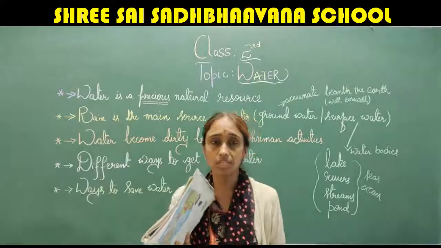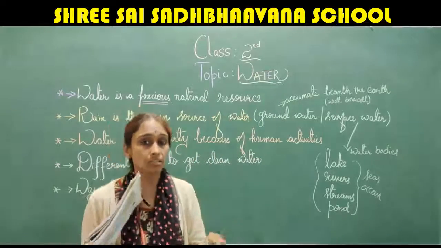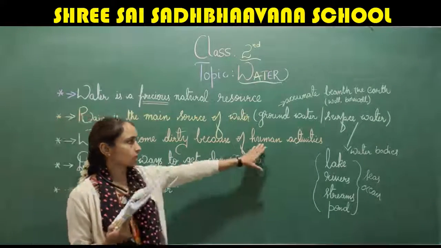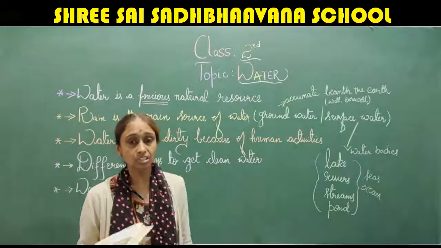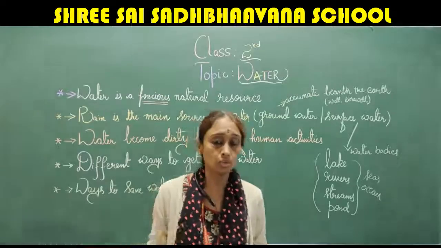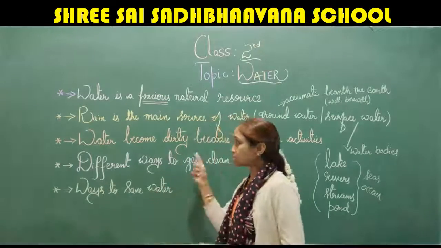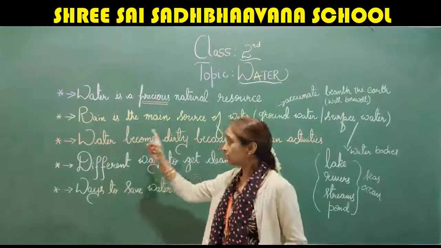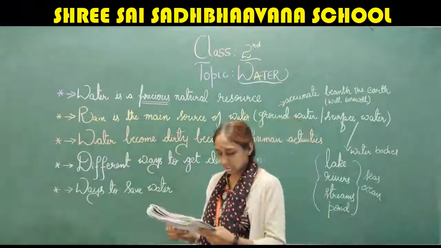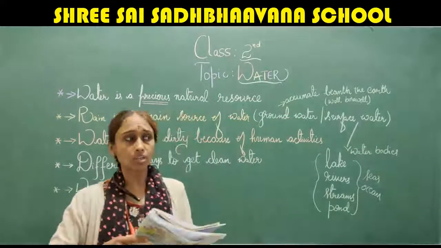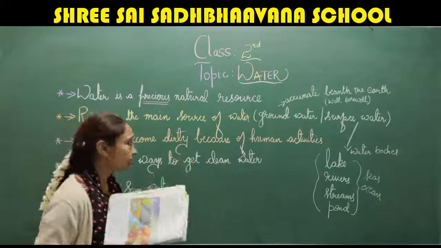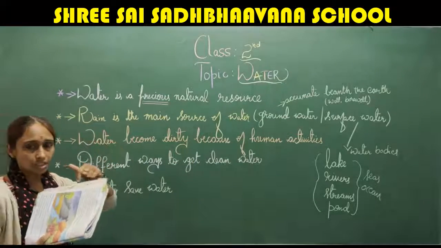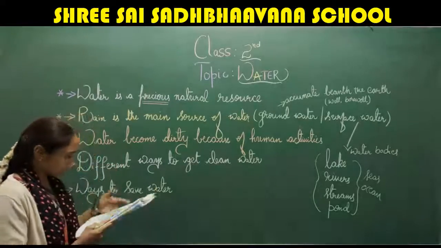But those disadvantages are mainly created by whom? By human beings, or by human activities. All the activities he does in his routine work are making the water dirty. Okay. Now here we will see what the human activities are that make water become dirty. So the third point we have here.